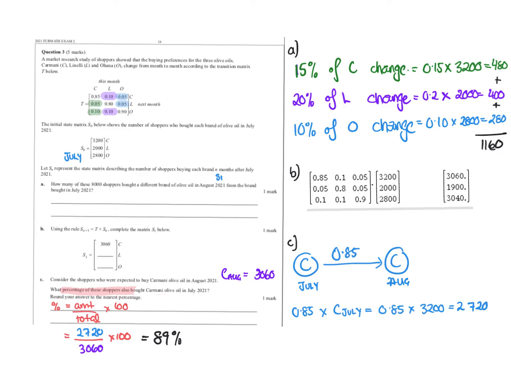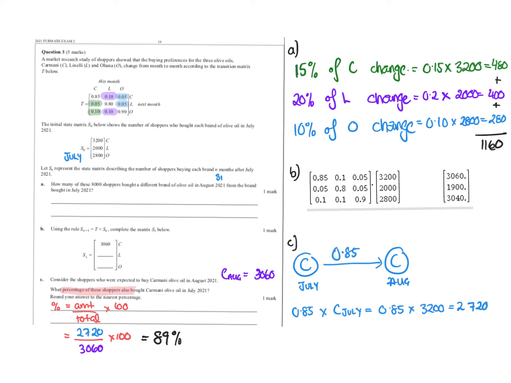Okay, a market research study of shoppers showed that buying preferences for 3 olive oils, C, L and O, changed from month to month, and there's your transition. Then they gave you what everyone initially bought, and they said July was S0. And it says let Sn equal the number of olive oils of each brand after n months in July.